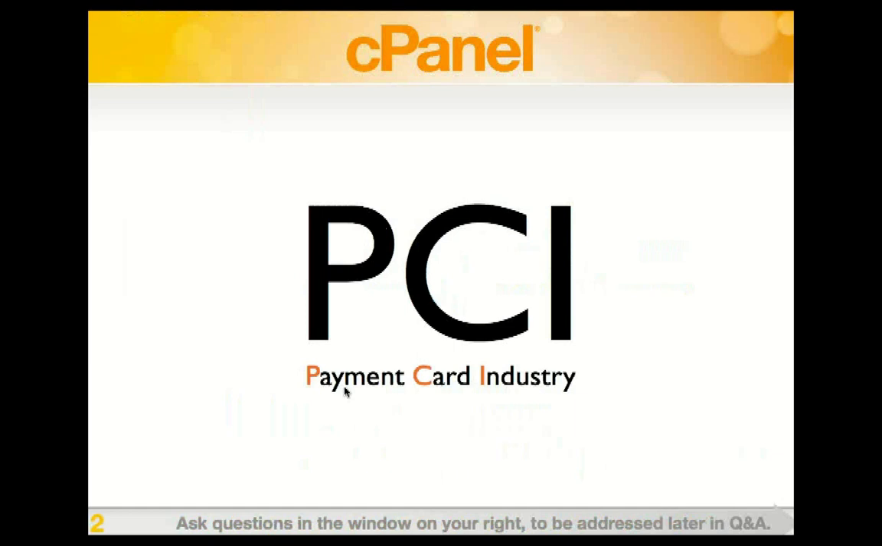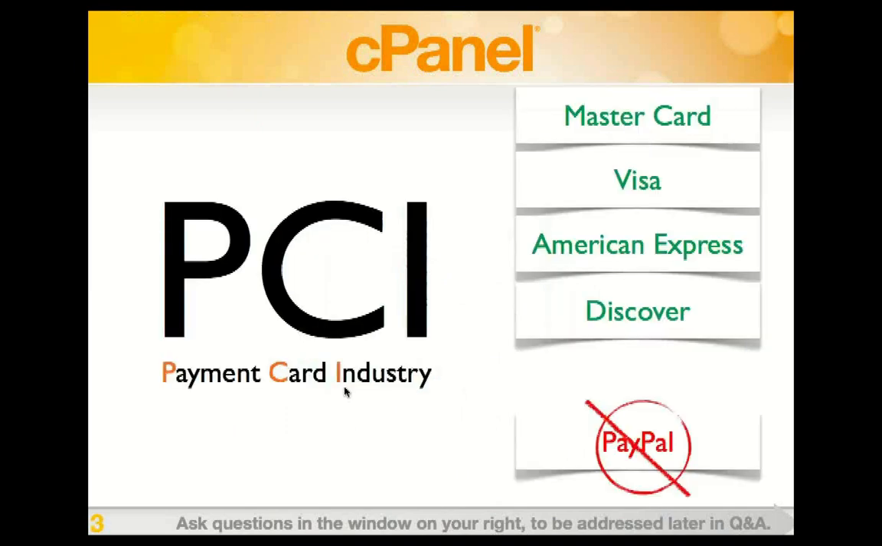PCI is actually an abbreviation standing for Payment Card Industry. So the payment card industry is basically called PCI. So what is the payment card industry? Well, the easiest way to think about it is anything that's plastic. So if it's a credit card, a debit card, an ATM card, a check card, those plastic cards are essentially used for payment, so they're called payment cards collectively.